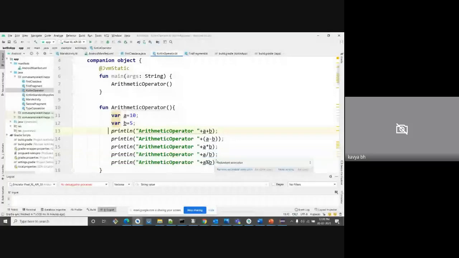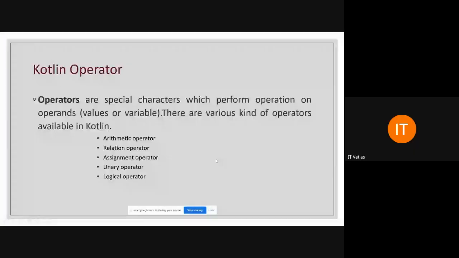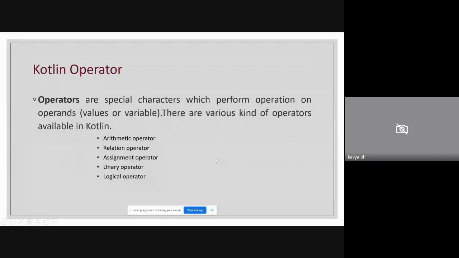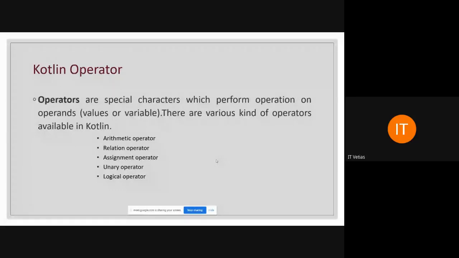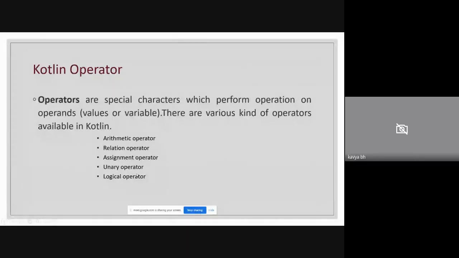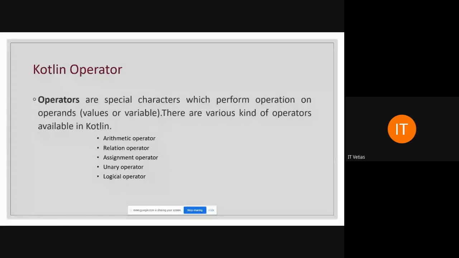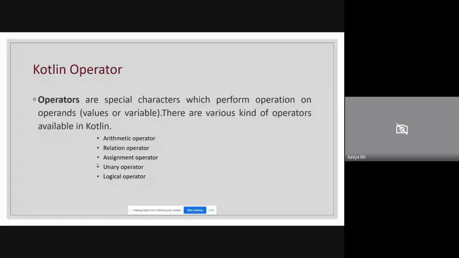So the next one is the relational operator. What is a relational operator? A relational operator shows the relation and comparison between two operands. Relational operators are greater than, smaller than, greater than or equal to, and smaller than or equal to. Those are all relational operators. I'll show an example for relational operators.